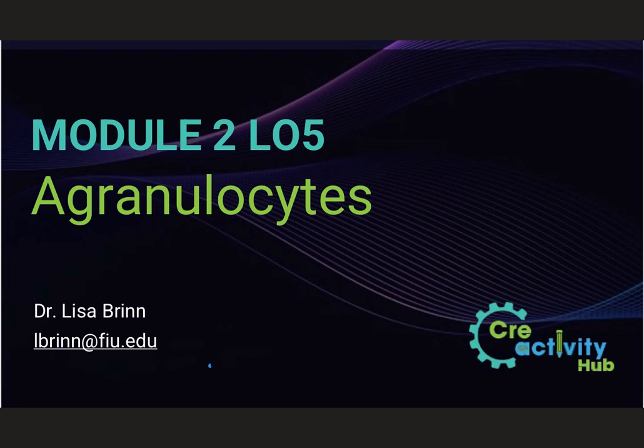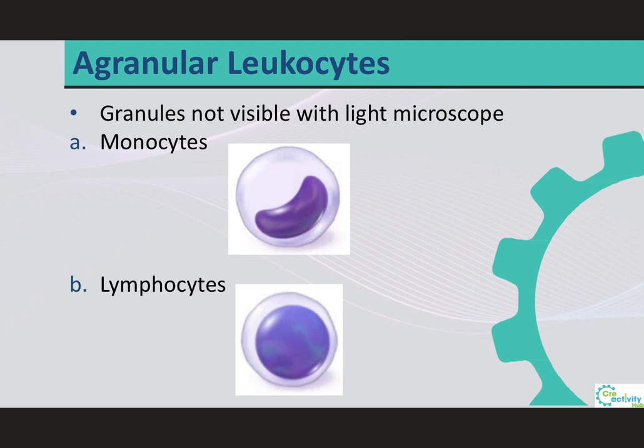Hi everyone, in learning outcome number 5 of module 2, we're still talking about the different types of leukocytes, but now we're going to be focused on the agranulocytes, so the ones that don't present granules. We have already talked about the granulocytes. Now let's focus on the agranulocytes. Therefore, the circulating blood contains two types of agranular leukocytes. These are the monocytes and the lymphocytes.